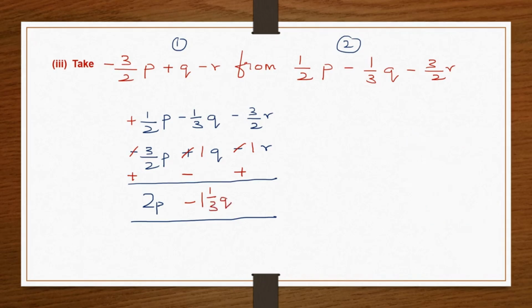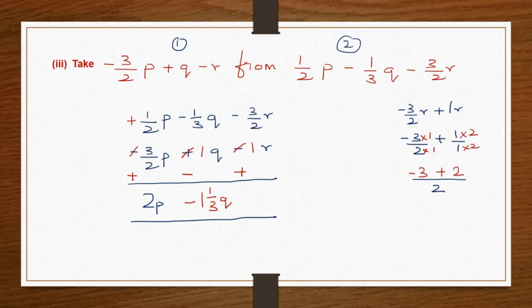Now let's take the R column. So we have minus 3 by 2R plus 1R. So only the numerical coefficients: minus 3 by 2 plus 1 by 1. LCM will be 2. And now let's get the numerators. 2 ones are 2. So minus 3 into 1 is minus 3, plus 1 into 2 is 2. Now here, when signs are different, put the sign of the bigger number and subtract. 3 minus 2 is 1 by 2. So here what do we get? Minus 1 by 2r. Let's go on to the next sum.